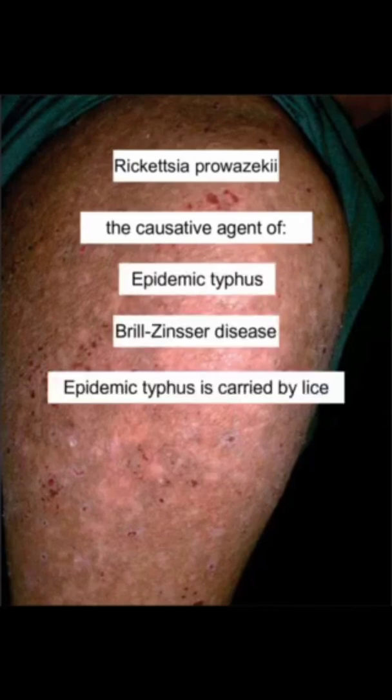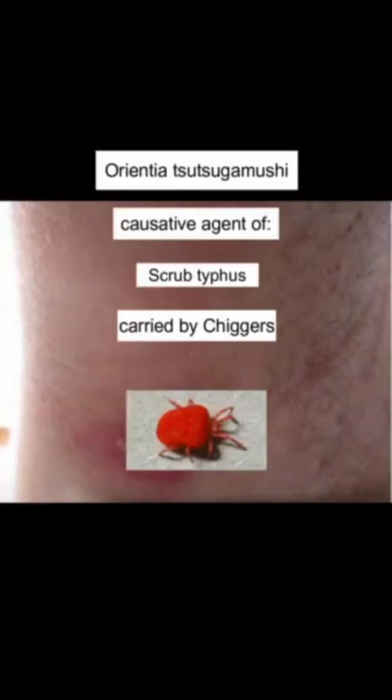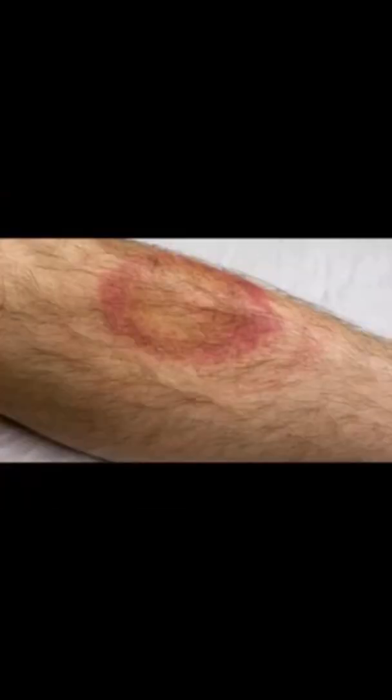Second is the typhus group. Under this group, we have third is the scrub typhus group. Under this group, we have we also have the Ehrlichia, Anaplasma, and Neorickettsia group.